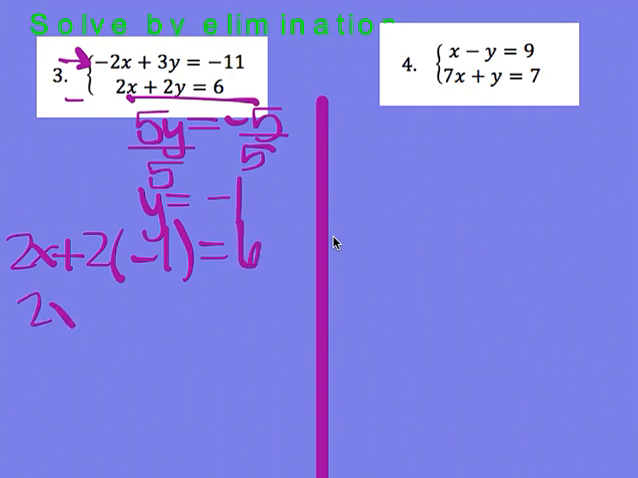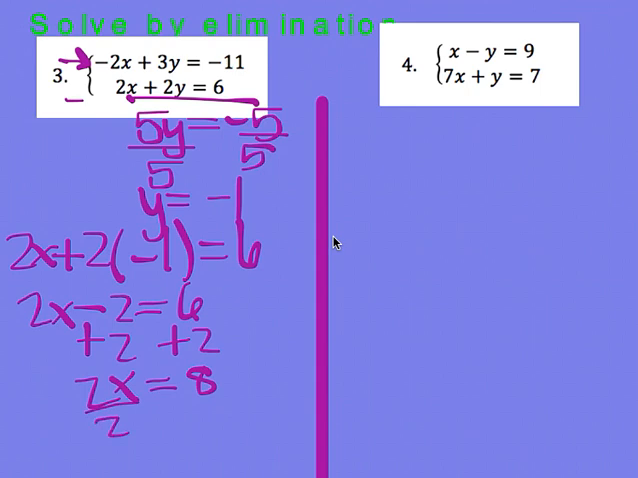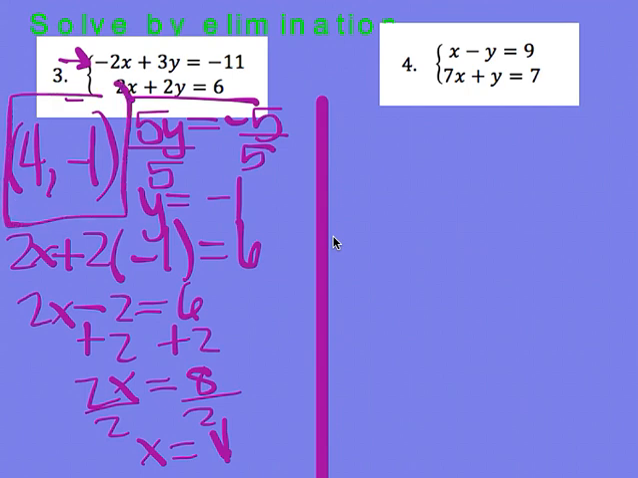So then I get 2x minus 2 is equal to 6. So I'm going to add 2 to both sides. And then I get 2x is equal to 8. Divide both sides by 2, and I get that x is equal to 4. So that's the first part of my coordinate point is 4, and then my y is equal to negative 1. So my answer for that one is 4, negative 1.